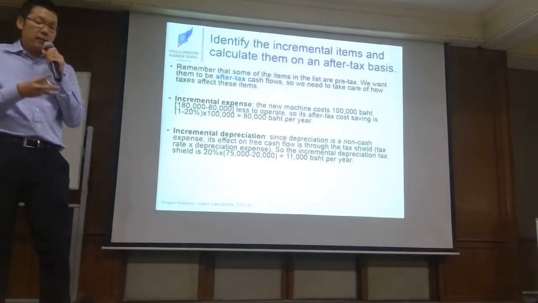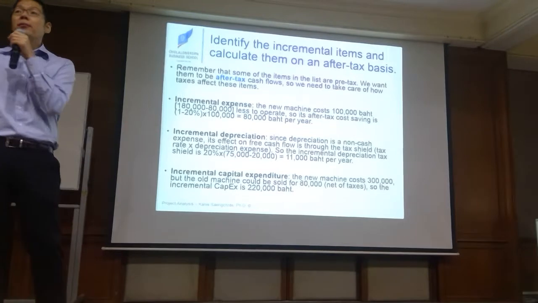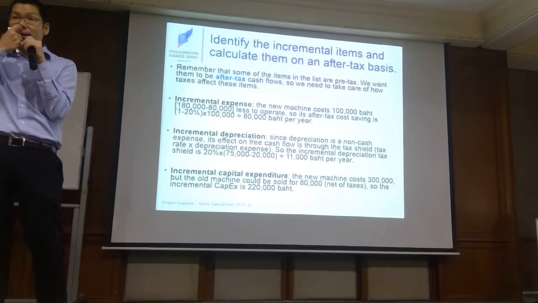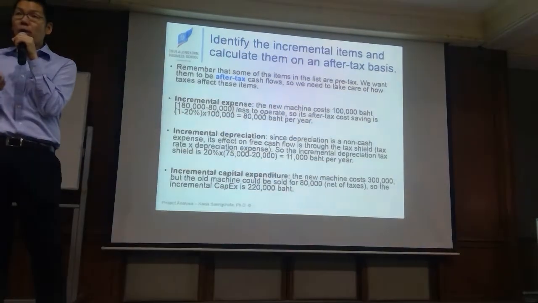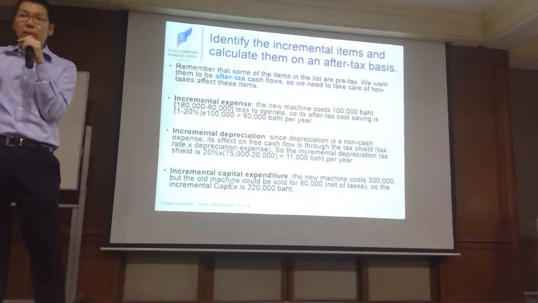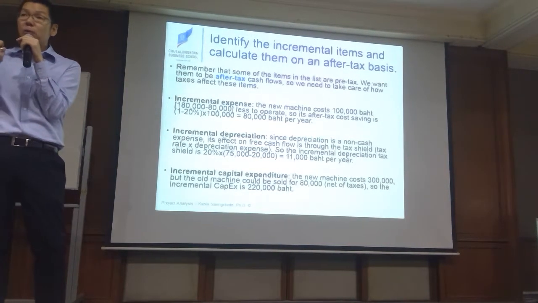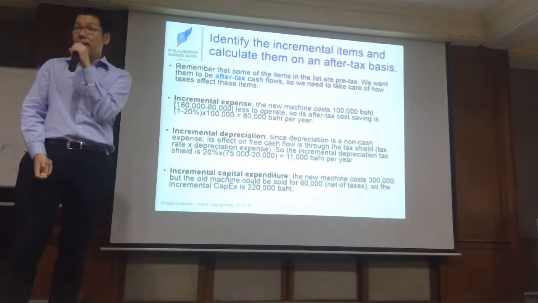The last component, my investment. Yes, it costs 300,000. But you know what? I can sell the old machine. So the net cost of my investment is 300,000, the real cost, minus 80,000, the sale of the old machine. So it's going to be 220,000 net investment only.